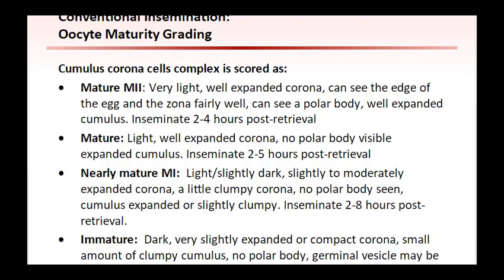Based on the maturity of the egg, insemination time can be judged, that is, a mature egg can be inseminated in 2 to 4 hours, whereas an immature egg may need as much as 24 hours of incubation prior to insemination. The grading system employed here is based upon the Veek system in 1986.